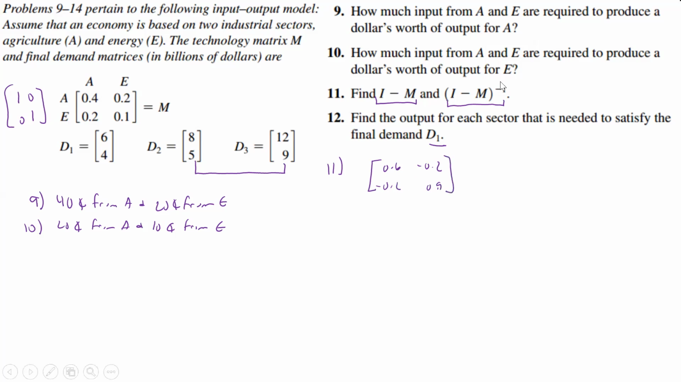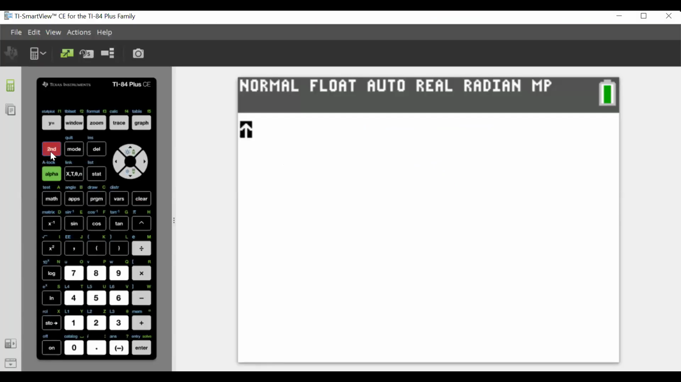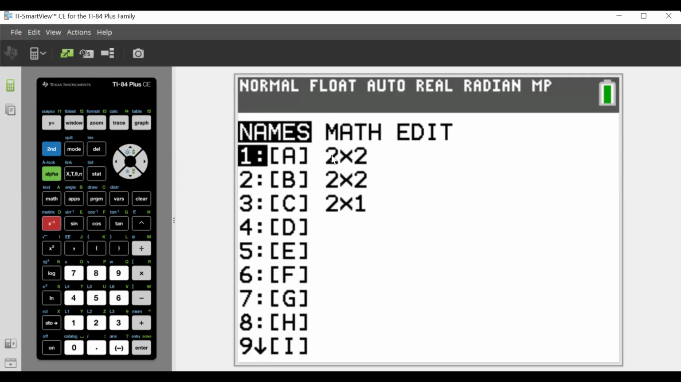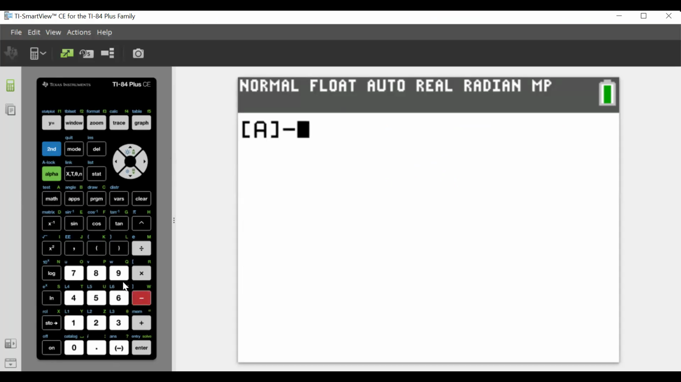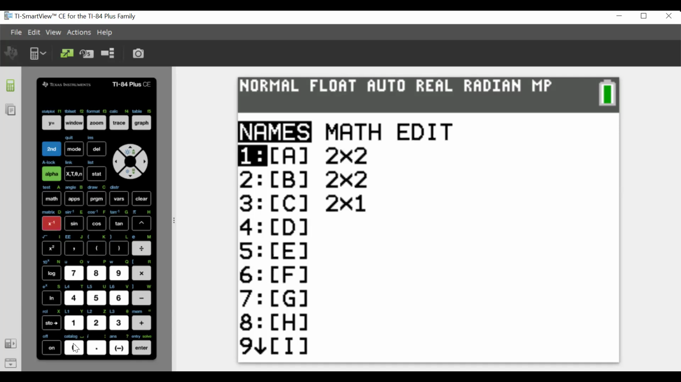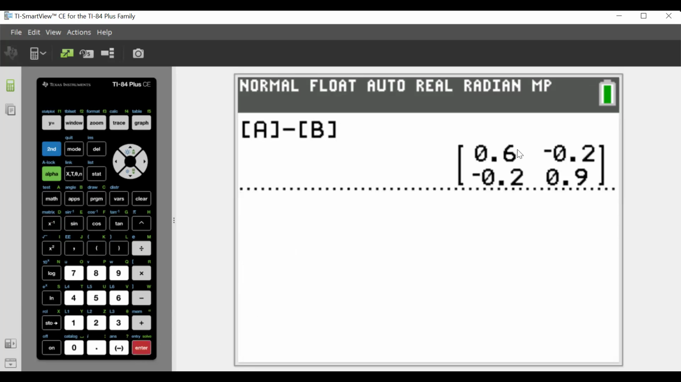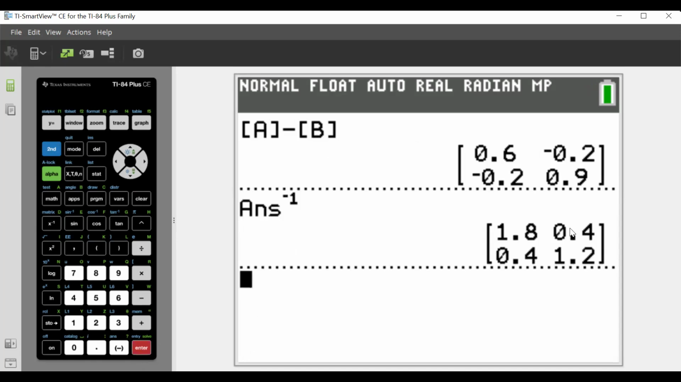So let's go now and do this in our calculator. What I've done is I've plugged in A and B and C for the matrices. That's going to be our I, and that's going to be our M. So I'm going to take A minus B here. So I'll do A, which is 1, minus our B, which is 2. And that gives me the same thing as I just had. Now I need to find the inverse of that, so I'm just going to say find the inverse. And so that's my inverse. All right. So that is what we have for this part.